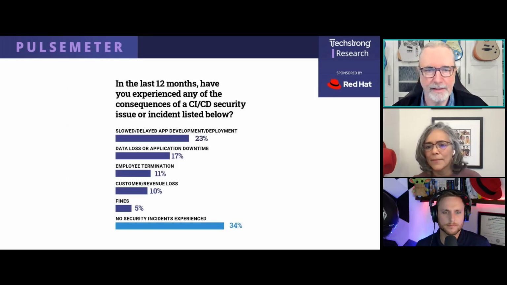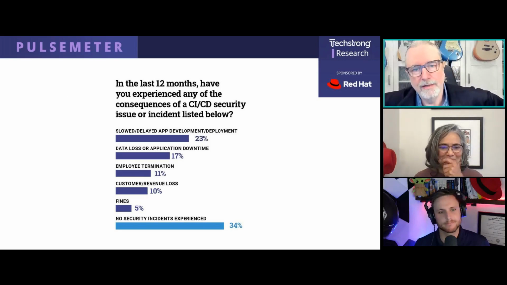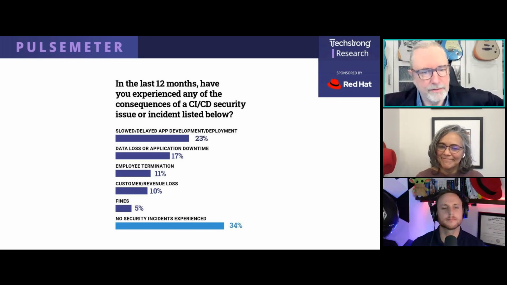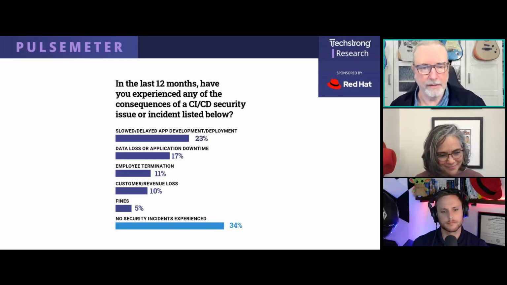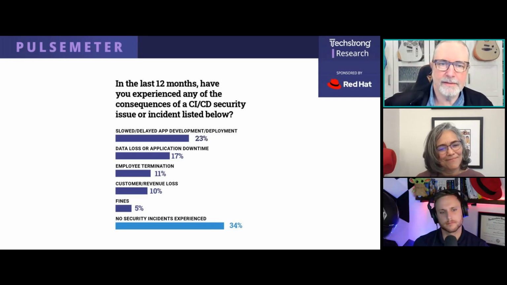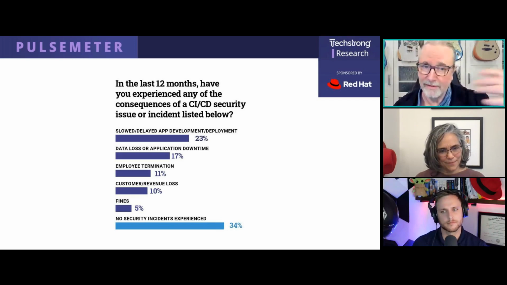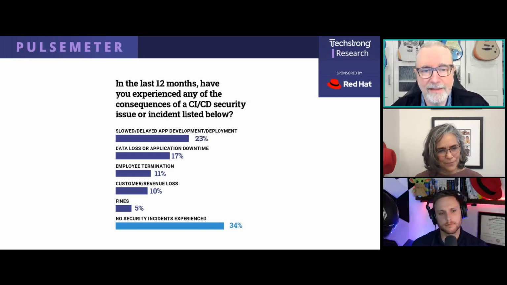Great. Let's take another look here. In the last 12 months, have you experienced any of the consequences of a CI/CD security issue or incident listed above? Now, security issue doesn't mean you got attacked and they got in and they stole stuff and now your code's being published somewhere on GitHub or some other place. Just that you found a faltering in your security. You've found an area in your policies that was deficient, so you've gone in and beefed that up. So the things that we listed below, what were some of the impacts that you experienced?